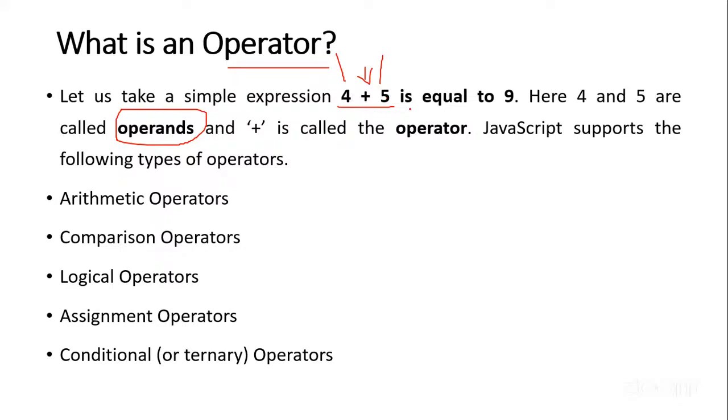The expression is 4 plus 5. We are applying the plus operator on 4 and 5. So in this example, 4 and 5 are called operands. The operator we are implementing is plus. And finally, an expression can be defined as a combination of operators and operands. 4 plus 5, 9 plus 2, 2 into 2. All these are called expressions, where an expression is a combination of operators and operands.